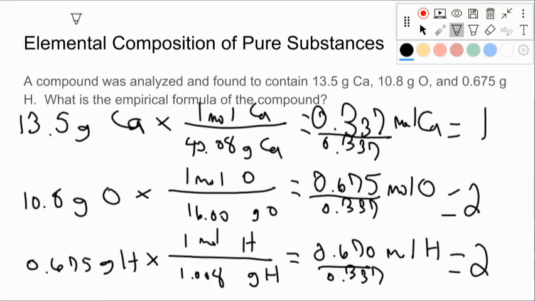So this one's a little bit of a tricky compound because I can write it as CaO2H2, and AP would probably accept that. But more likely you would see this given to you in this format because OH is hydroxide, which is one of my polyatomic ions, and they would write it as Ca(OH)2, with the 2 on the outside.